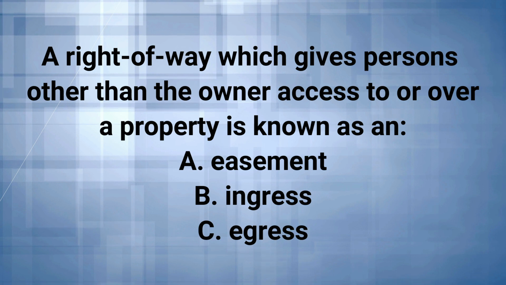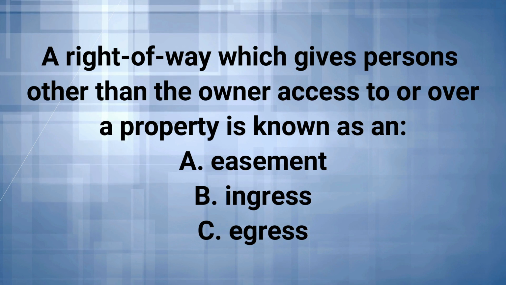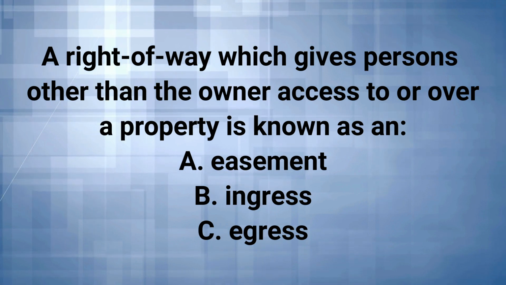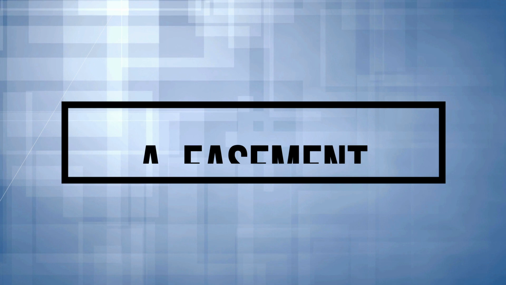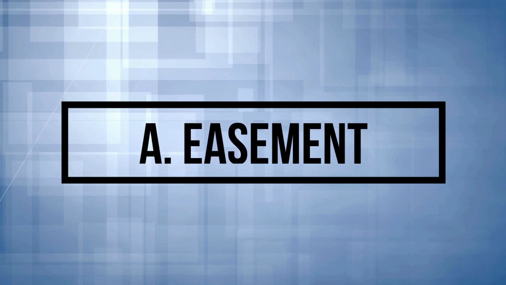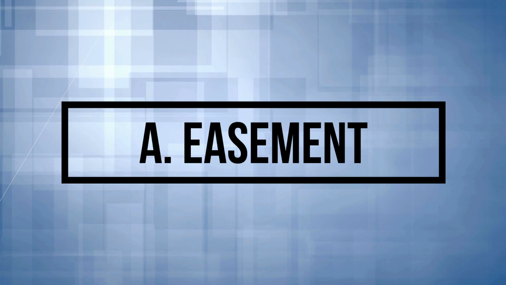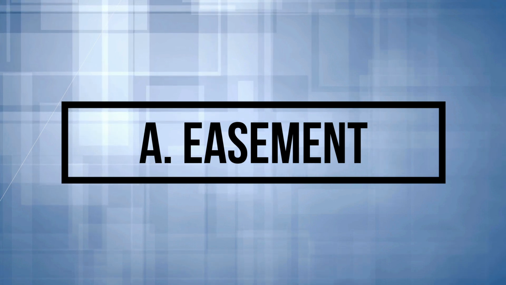A right of way which gives a person other than the owner access to or over a property is known as, this is going to be an easement. And now here's what I'm going to tell you. Easements are usually classified by how they were obtained. So an easement by necessity, that was obtained because there's a necessity that exists, right?